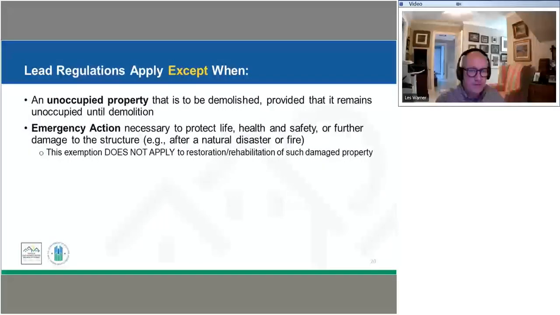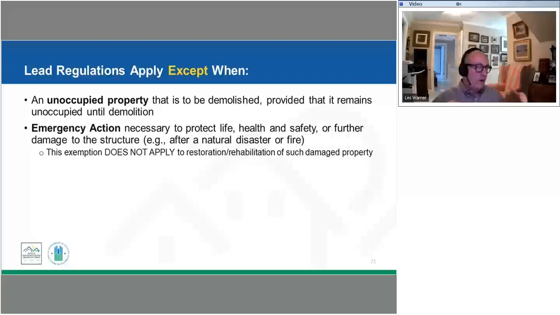Some other exemptions, I don't know that we would see this in a project-based assistance model. But if we had an unoccupied property that was going to be demolished and it was going to be kept unoccupied, then we don't need to deal with the lead-safe housing rule on that. Also, if we had a situation, an emergency of some kind, let's say there was a tornado and a portion of the roof had been torn off from this property, the emergency action that you would be taking to stabilize that property would be exempt from needing to go through the requirements of the lead-safe housing rule. But that's just the emergency action on this.